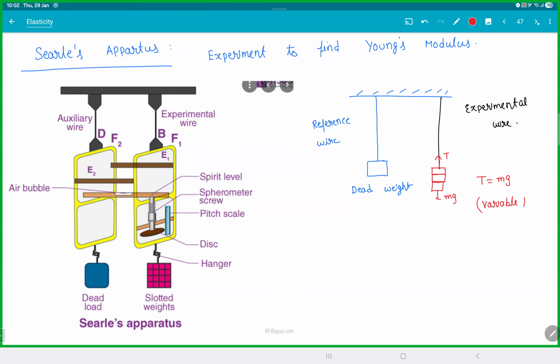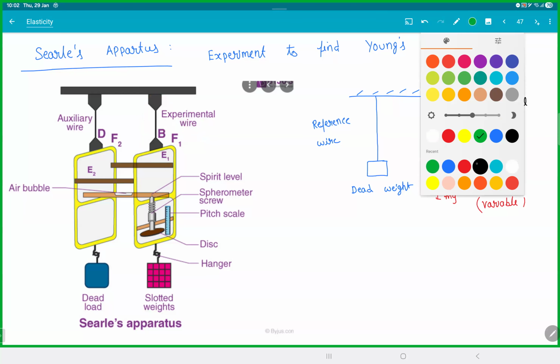The picture is looking small. In reality, this wire is almost 2 meters long, minimum. Because the elongation is so small, you get it in millimeters. You need to take a long wire to get an appreciable elongation. So far, the thing is clear. Now, what happens when you add the weight, the wire will stretch. So how do we figure out how much the wire stretched?